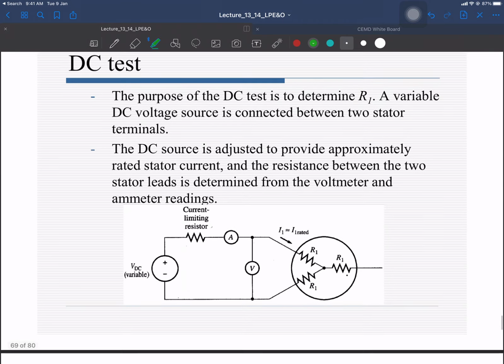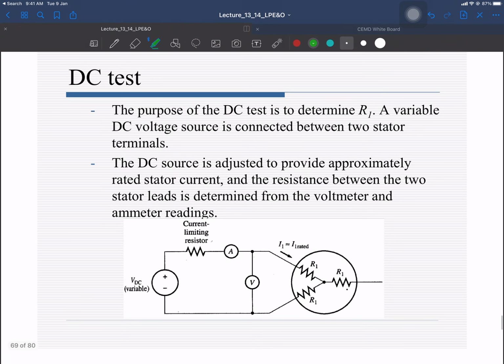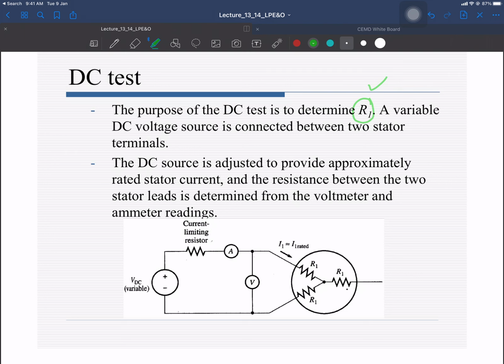Starting from the DC test. The purpose of the DC test is to determine the stator resistance R1. A variable DC voltage source is connected between two stator terminals, and the DC source is adjusted to provide approximately the rated stator current. The resistance between the two stator leads is determined from the voltmeter and the ammeter readings.